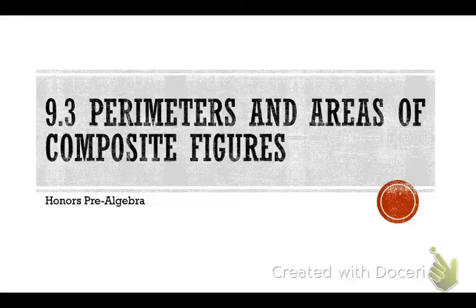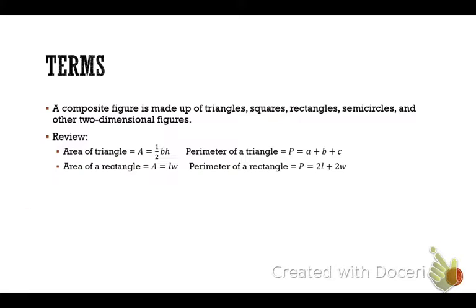All right, so today we're in section 9.3, perimeter and area of composite figures. A composite figure is made up of triangles, squares, rectangles, semicircles, and other two-dimensional figures, okay? So there are some formulas that are going to be thrown into the mix here that haven't been talked about, but they should be in some of your prior knowledge memory bank, okay? Like the area of a triangle.